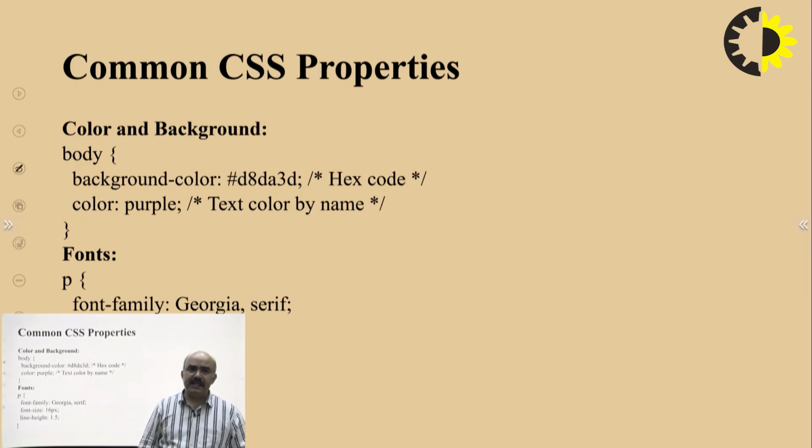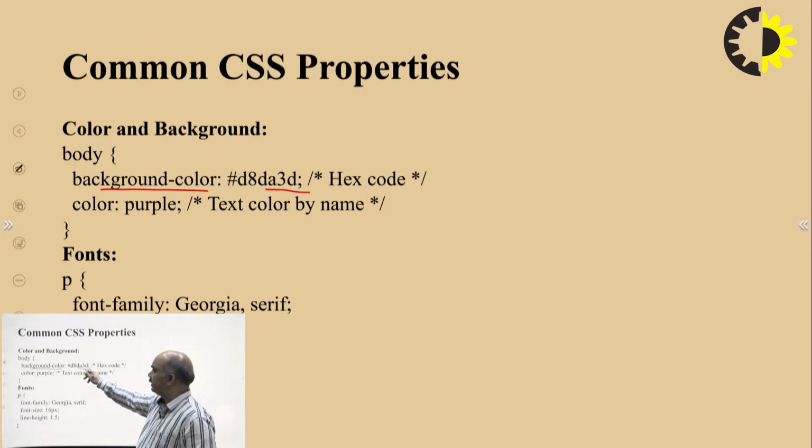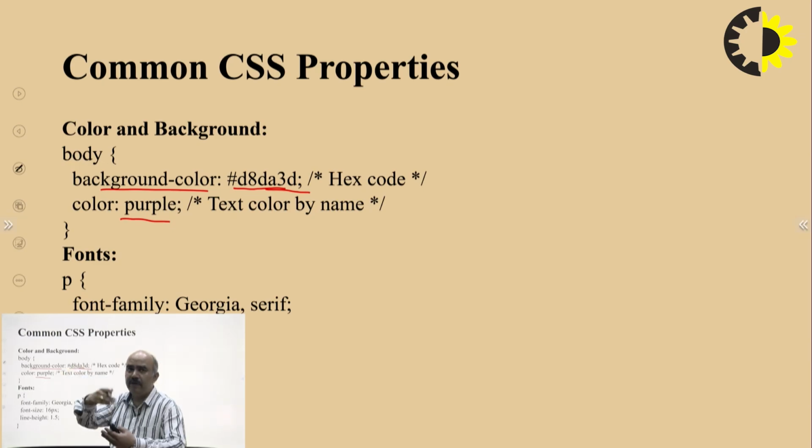The common properties with respect to CSS: we have to provide the colors and the backgrounds. So we write body, background-color, in a hex code. We can also write the color name, if you know the name of the color. Let's suppose we write purple, or green here. So the background color will be green and the color of the text will be purple in this case.